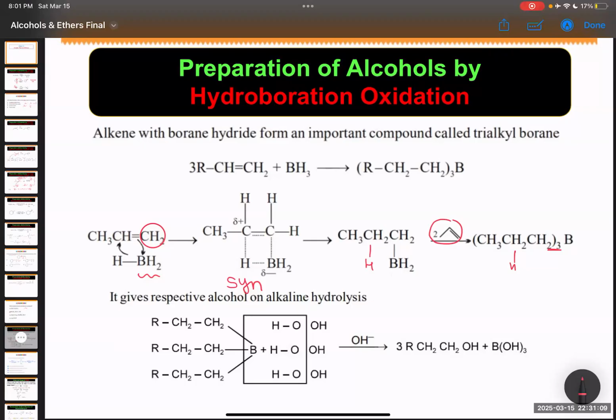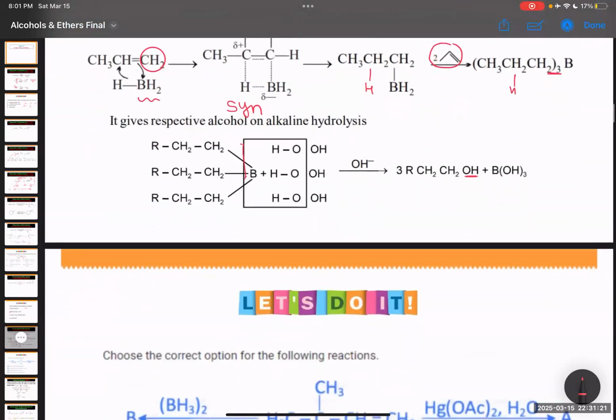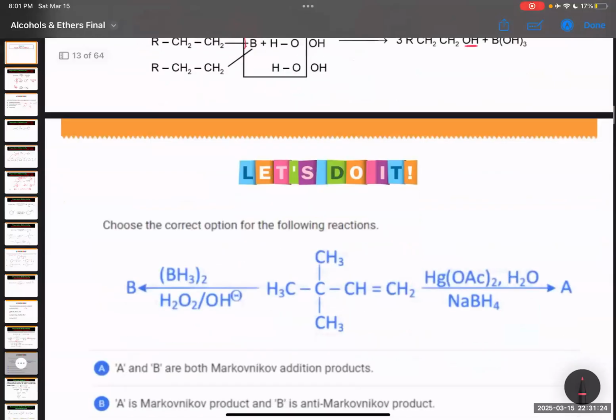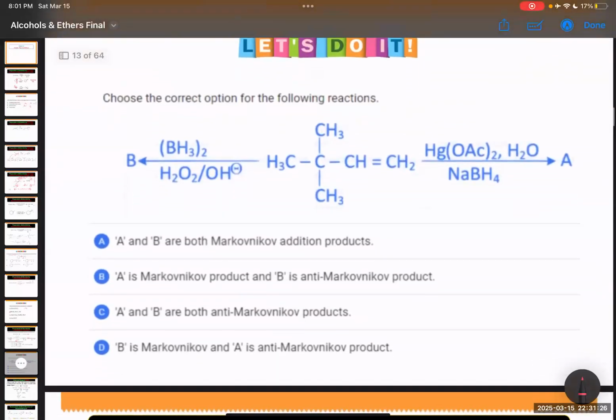Then you use an alkaline medium, in the presence of hydrogen peroxide, which removes the boron and puts the OH in place of boron. So you have an alcohol, but that alcohol is connected on the outer carbon. This is a very, very important question which is asked in JEE Mains. Okay, so what is going to be the answer?